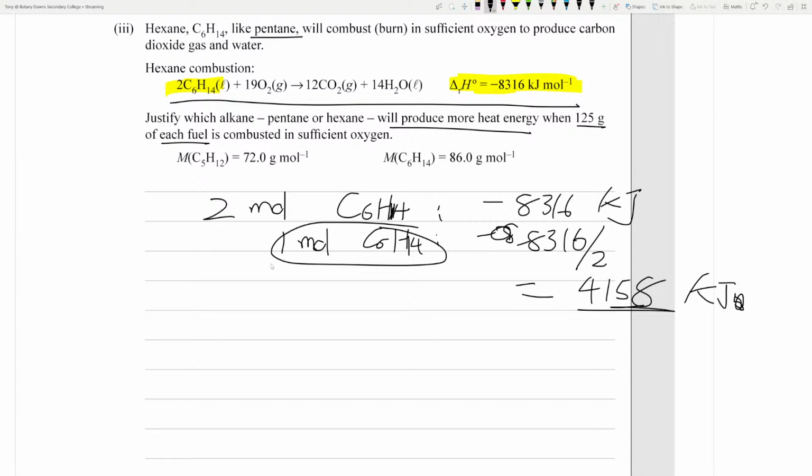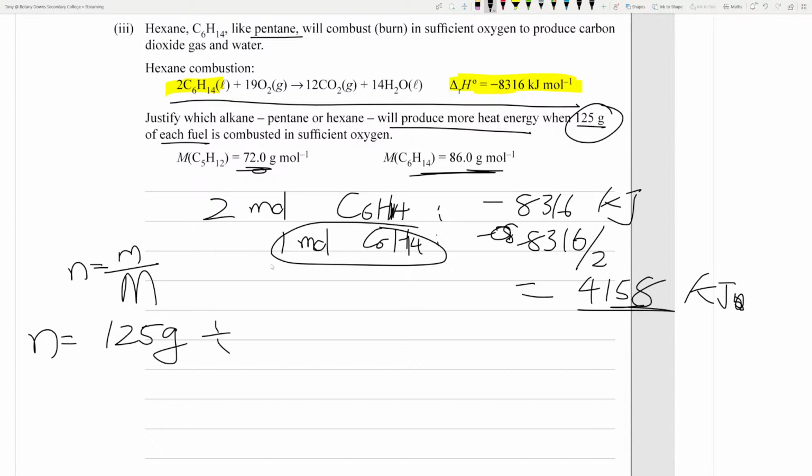I have how many grams? 125 grams. And just remember, in chem, whenever you see grams, it's useless to us. We want moles. So we need n equals small m divided by big M. Big M is not this one here, it's 86. So we can figure out how many moles we have, which is going to be 1.45 moles.